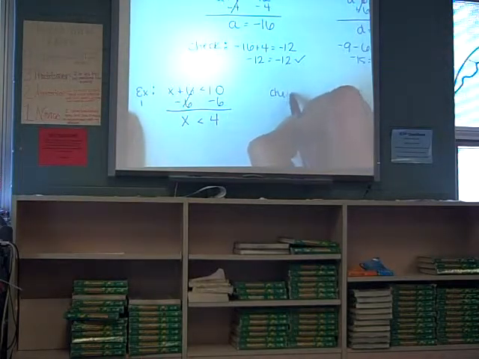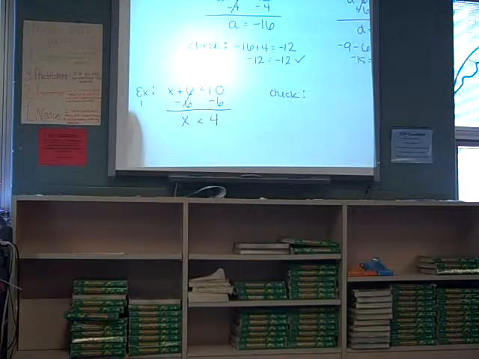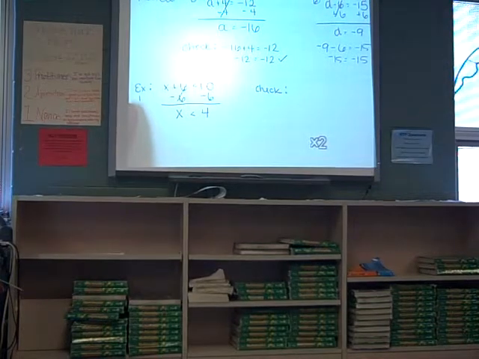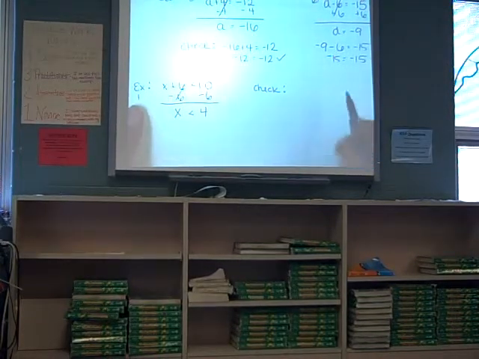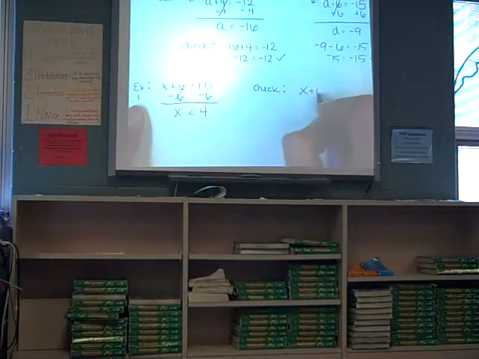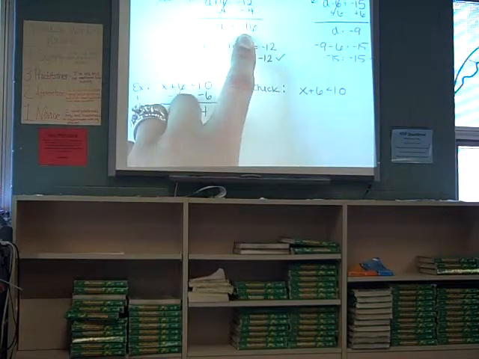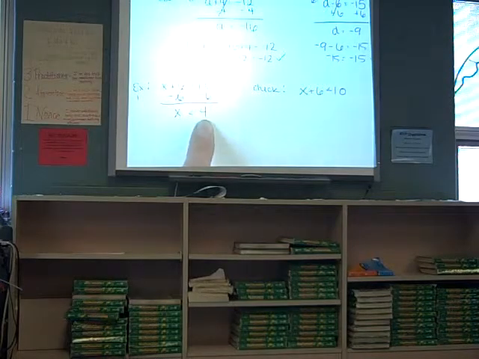I need to check my answer. Wait. Yes? The inequality, it says x equal, oh, no, never mind. All right. Okay. When I check my equations, I usually plug in the number that I get for my answer. What's the problem with plugging in 4 to this inequality?